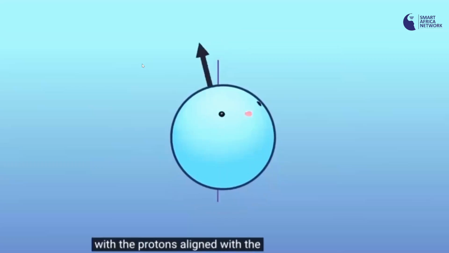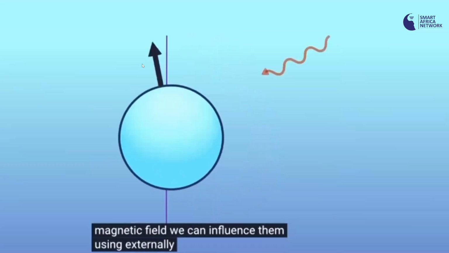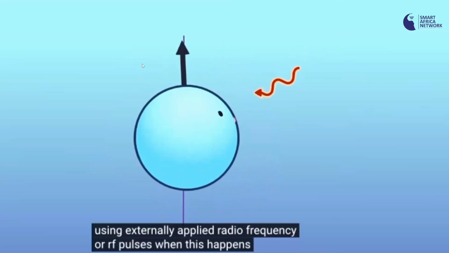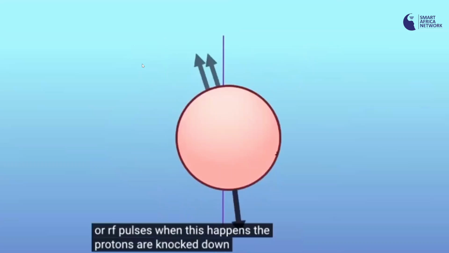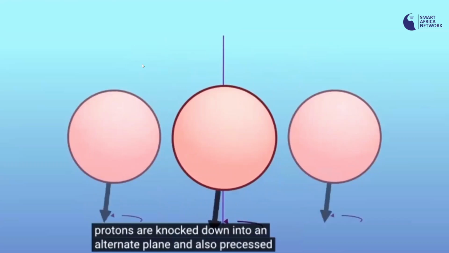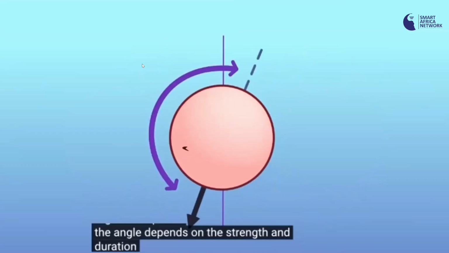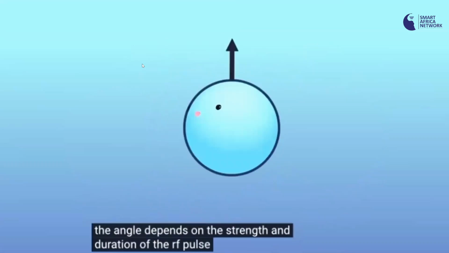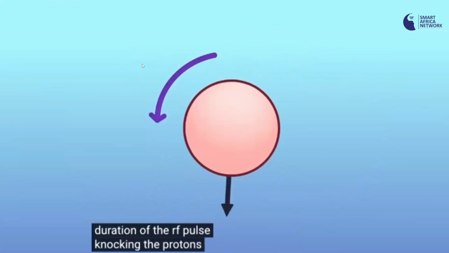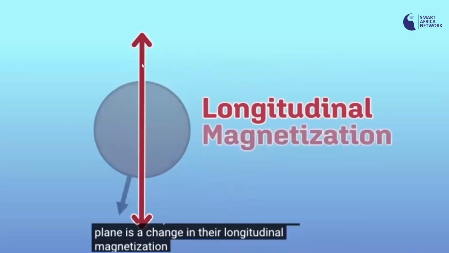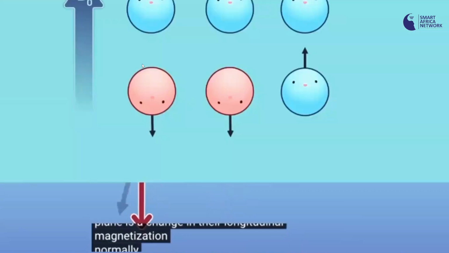With the protons aligned with the main magnetic field, we can influence them using externally applied radio frequency or RF pulses. When this happens, the protons are knocked down into an alternate plane and also precess together in phase. The angle depends on the strength and duration of the RF pulse. Knocking the protons down into another plane is a change in their longitudinal magnetization.